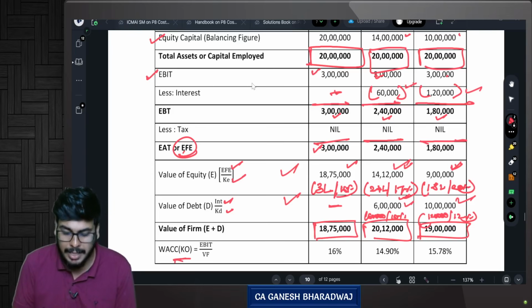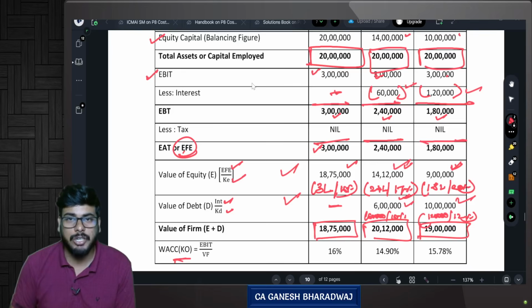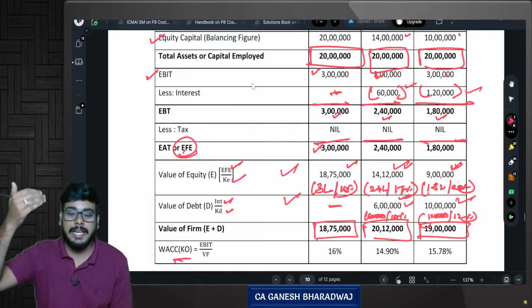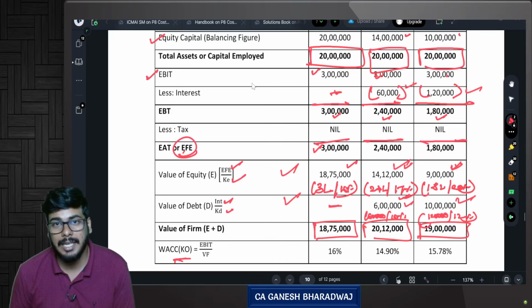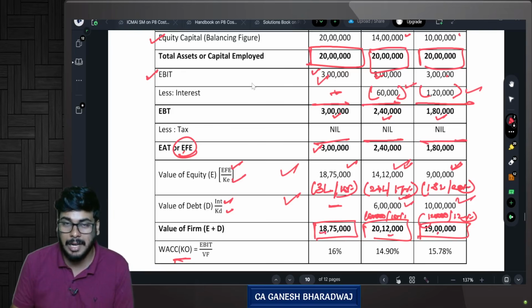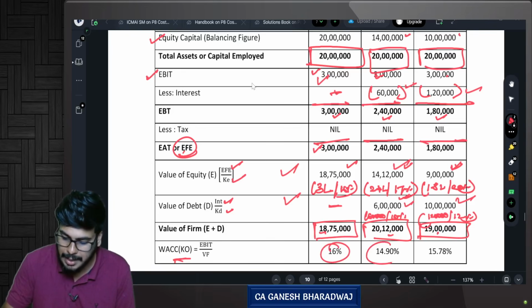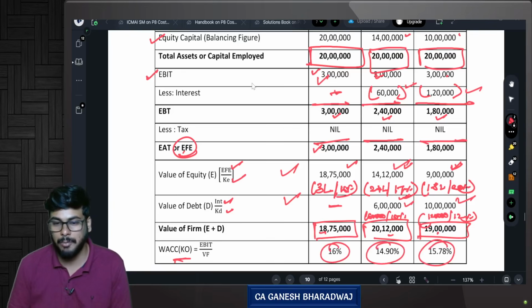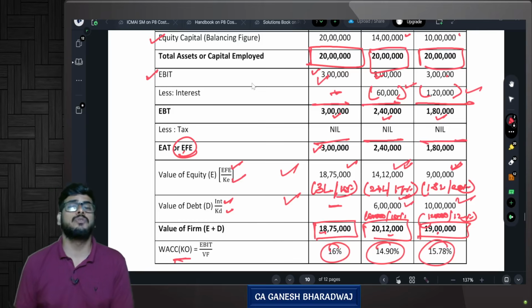Now, can we calculate KO? Yes, we can calculate KO. So KO will be what? EBIT divided by value of firm, correct? So EBIT is your 3 lakh rupees. Value of firm here, for each of the cases you have different values. So if you do that, you will get 16%, 14.9% and 15.78% respectively. Are you clear with this, guys?